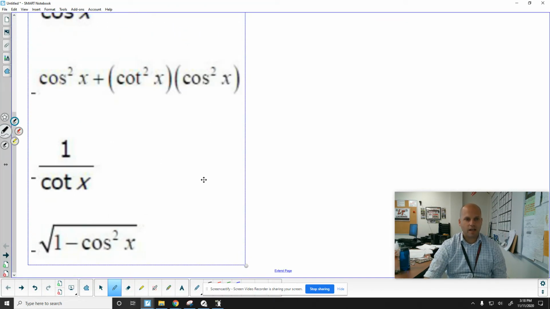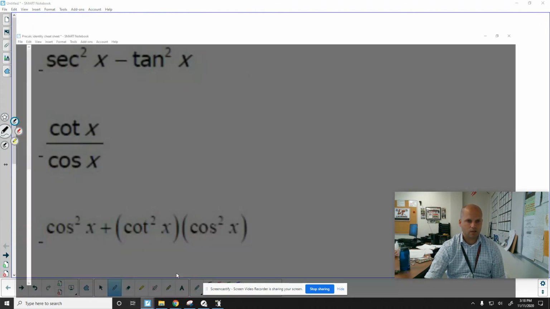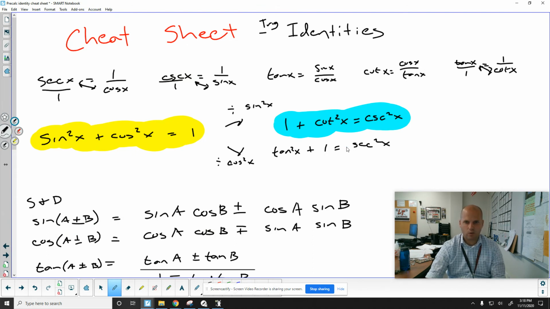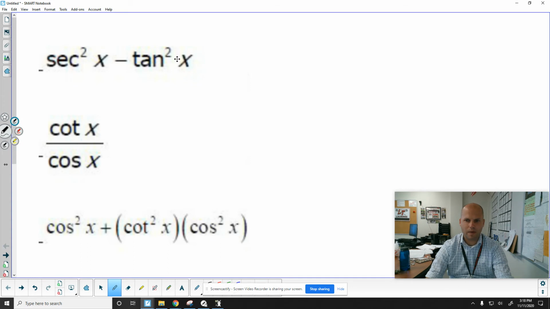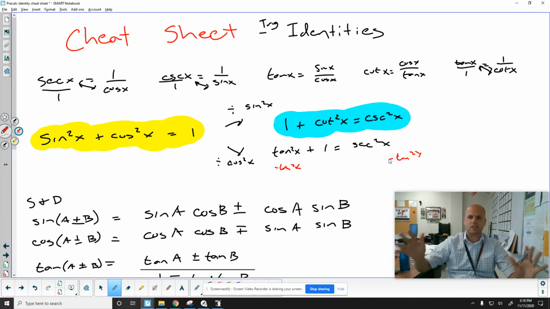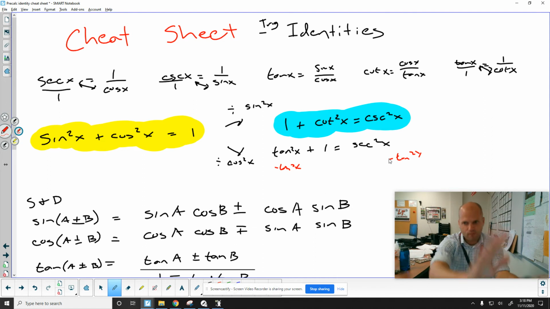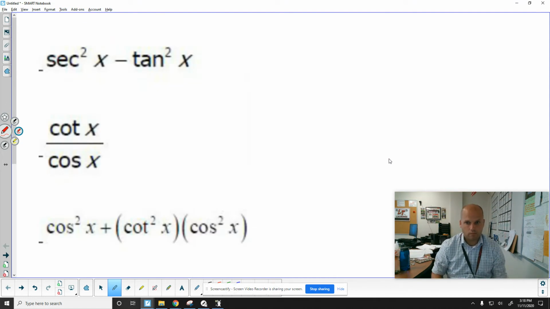Okay. Secant squared x minus tan squared x. Let's look. There's secant squared and a tangent squared. Whoa, look at that. Hold on a second. Secant squared minus tangent squared. Don't go crazy, guys. Don't start changing things into sines and cosines. Slow down, hit the brakes, check things out first, and then be like, oh, okay, I got it. That's just one. Boom, one.